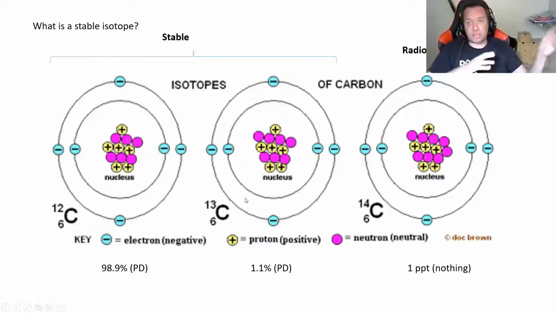These do not decay, they are stable over time. And in the world around us, on average, we will find that 99% of carbon is the familiar carbon-12 of the periodic table, and about 1% is carbon-13. So carbon-13 is way, way, way more abundant than carbon-14.